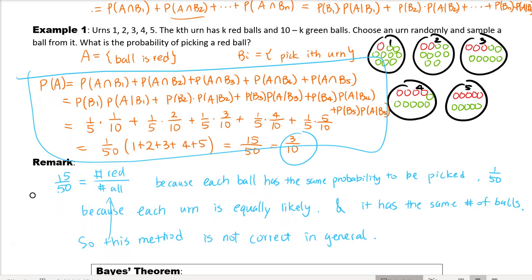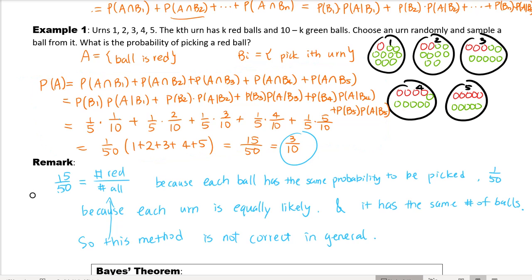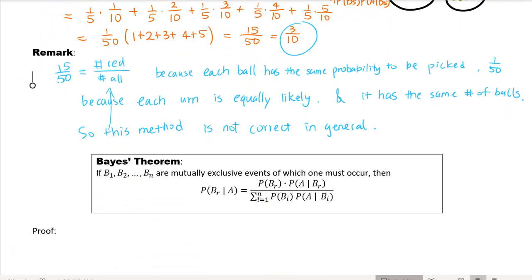Okay, the potato, cut it into slices, and then the multiplication rule. Which one do we do first? Okay, so think about that. All right, next, Bayes' theorem. If B1, B2, ..., Bn are mutually exclusive events of which one must occur, then P of Br given A equals this. So we usually use Bayes' theorem if we know the probability of A given Bi, but we're looking for the probability of Bi given A.